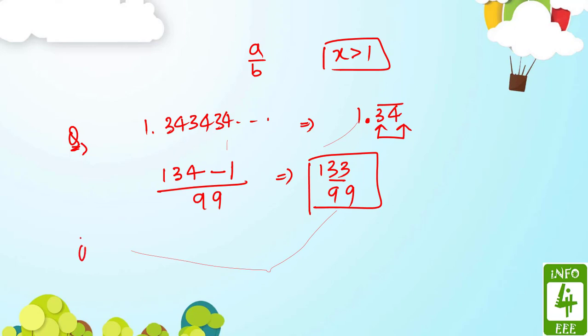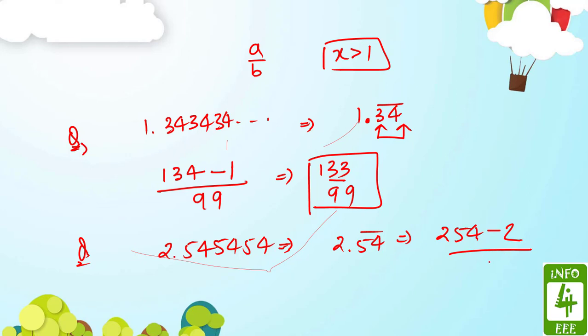Suppose we have a question like, let's say, 2.54. How will you solve it? It is 2.54 bar. You will write 254, subtract the number on which we do not have bar, which is 2, and you need to divide by how many nines? Only two, because after the decimal we have only two digits, so the two digits will be 99. Suppose we have bar on only 4, so it will be 90, and here it will be 25 that we need to subtract at that time. So that way you will solve it.